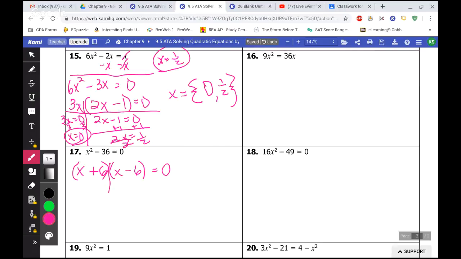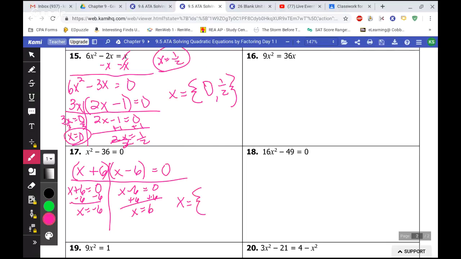So now I'll do exactly as I've done before. Set each small factor equal to 0. So I have a solution set of -6, 6.